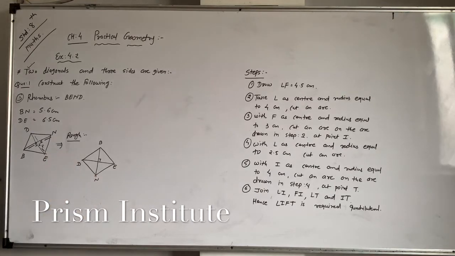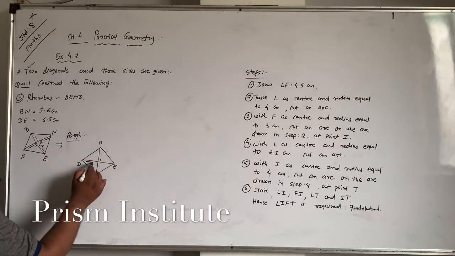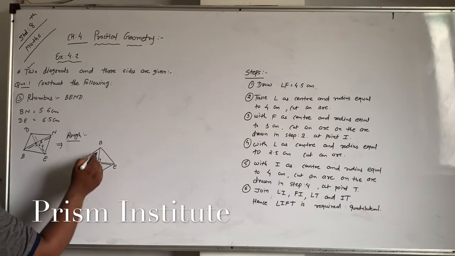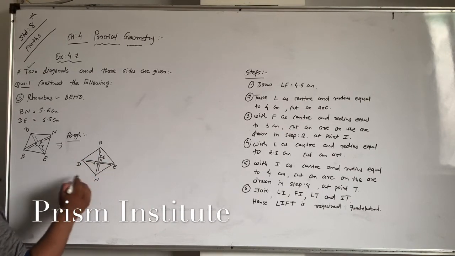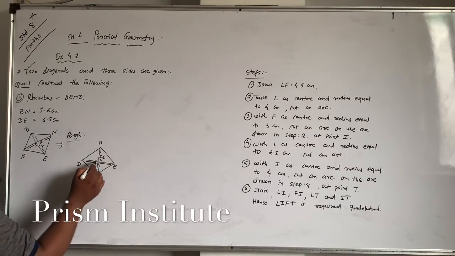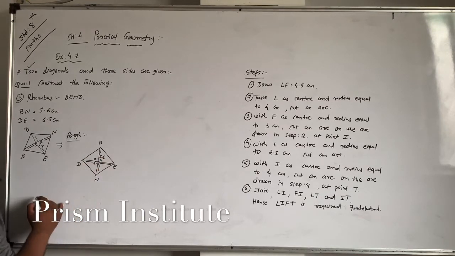That is your rough sketch. Now here DE is 6.5, so that is your 6.5. And BN, that is 5.6. If BN is 5.6, suppose that intersection point is O.